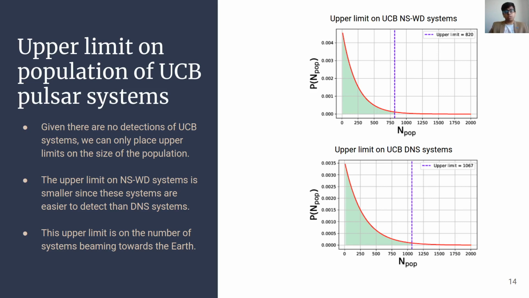So to get the total size of the population, we would need to scale these numbers up by the beaming correction factor. However, this factor is highly uncertain, and as a result, we don't do that in this work.